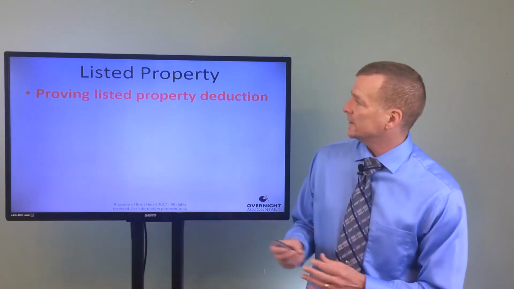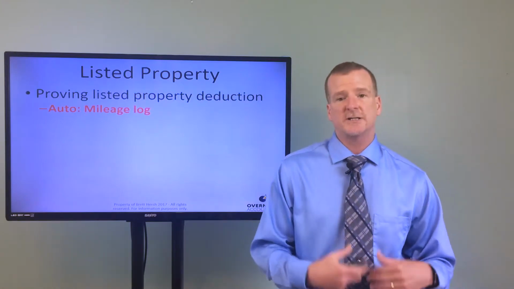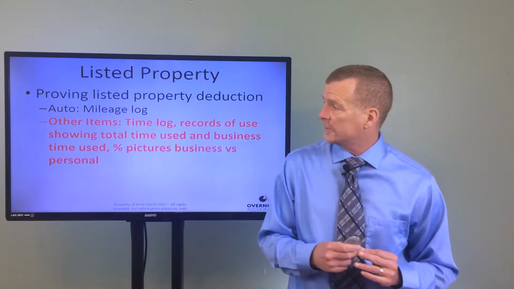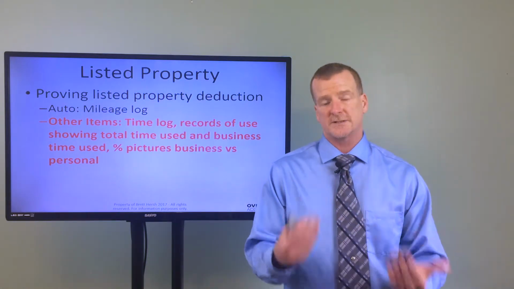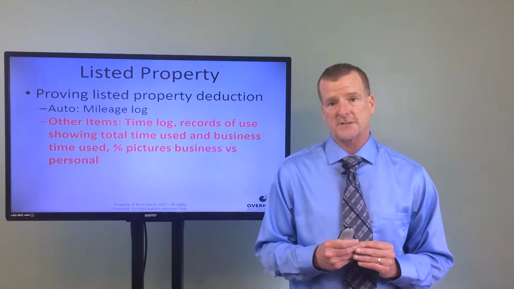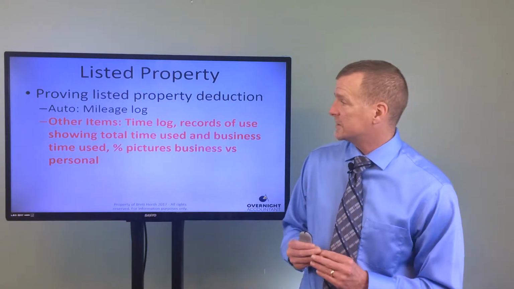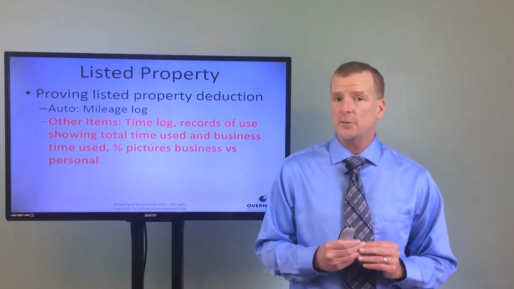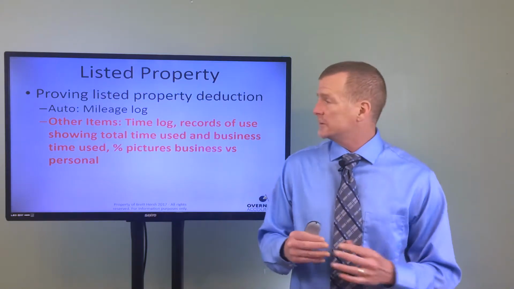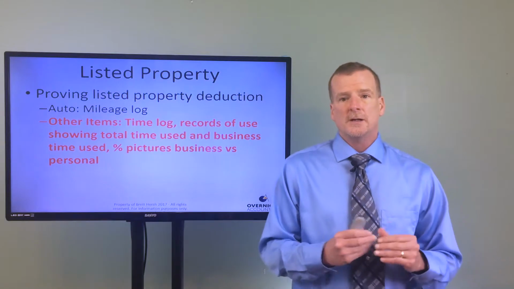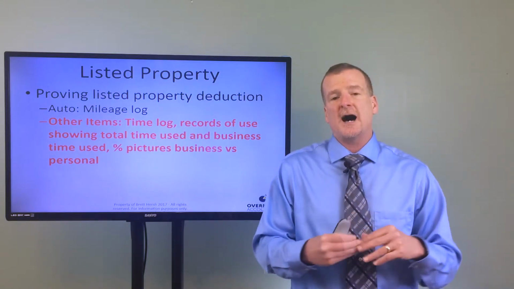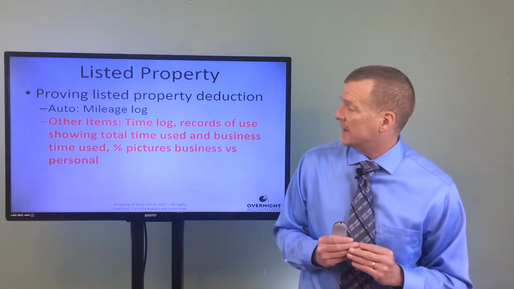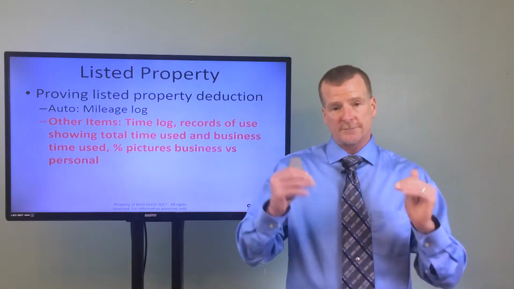Okay, proving the listed property deduction. So let's say you have a vehicle, we discussed under auto expenses, you want to have a mileage log. Other items that may be considered listed property we discussed, you may have to prove the percentage of business use. And what the IRS wants to show is some kind of record proving the amount of time, as a percentage of total time used, that was used for business use. So log the use of time showing total time used for the business and a percentage of time used for personal.